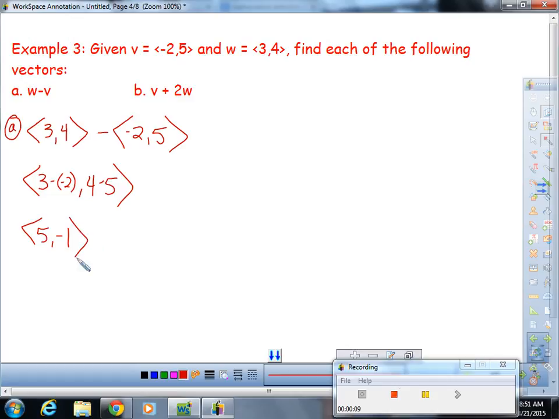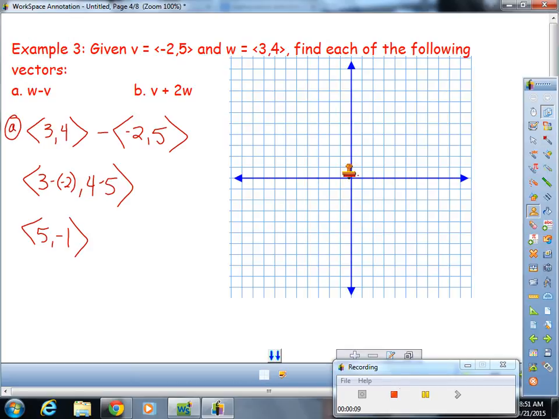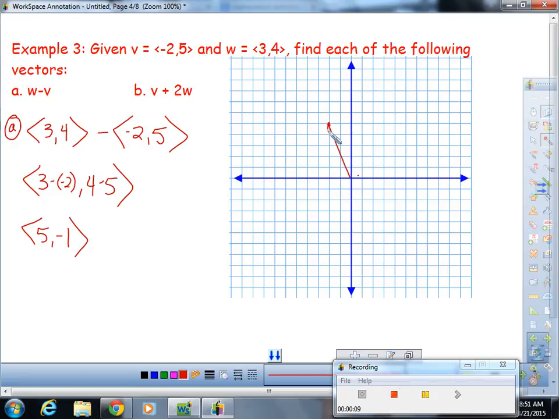Now I'd like to show you geometrically what that represents. If I just pop an axis right here real quick. So v is <-2, 5>, so left 2, up 5. That is v. w is <3, 4>: over 3, up 4. That is w.